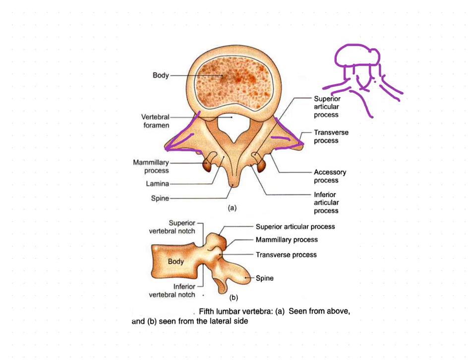Now, coming to the other features of the fifth lumbar vertebra: the body is the largest of all the lumbar vertebrae, and its anterior surface is much more extensive than the posterior surface. It is much greater in height when compared to the posterior surface. This difference is responsible for the creation of the lumbosacral angle, which is 120 degrees in an adult. Because of this extensive anterior surface compared to the posterior surface, it forms a lumbosacral angle.